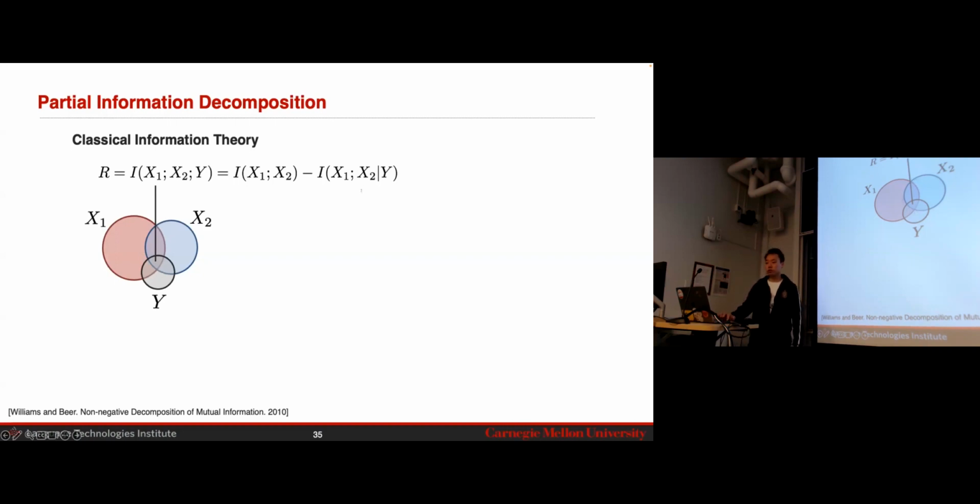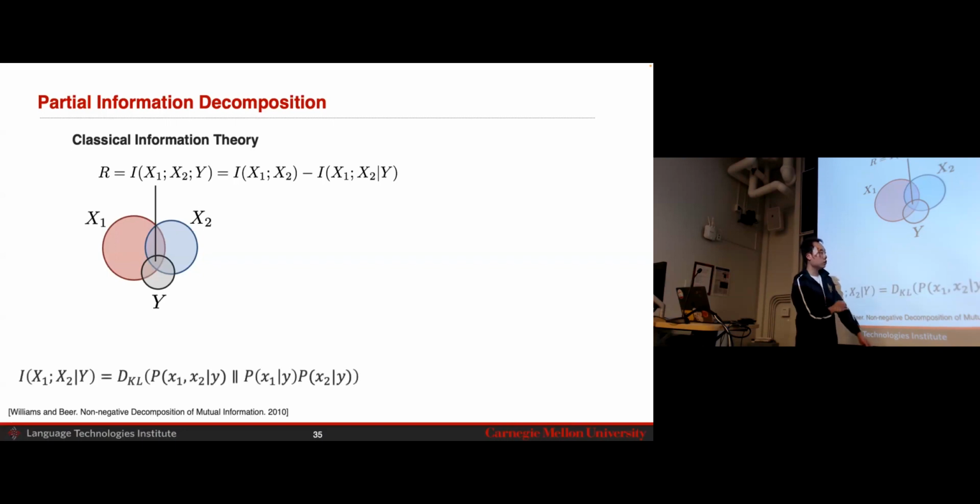The area of X1, X2 given Y is this area, but when you condition on Y, it doesn't contribute anymore. It's everything else that's remaining between X1 and X2 conditioned on Y after observing Y. So that's called conditional mutual information. And it's actually a very simple extension of mutual information to conditional mutual information.